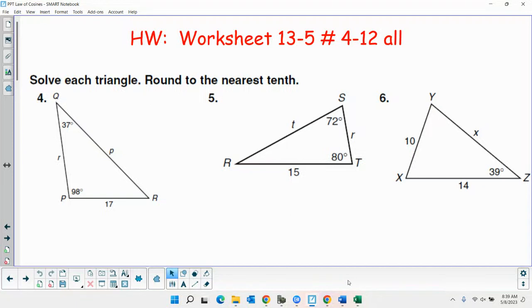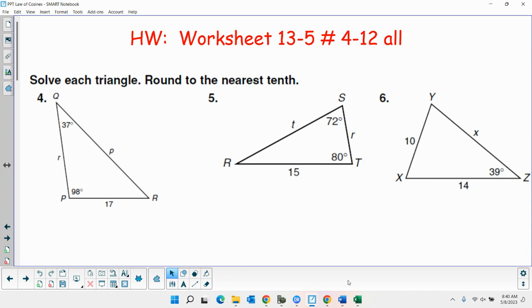Okay, I'll go over the answers with you real quick. Number 4, angle N is 61 degrees. Side M is 17.2 and side N is 25.6. For number 5, angle P is 27 degrees. Side P is 6.6 and side R is 12.9.